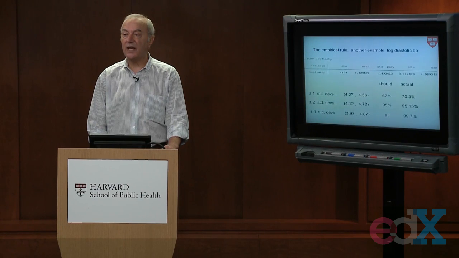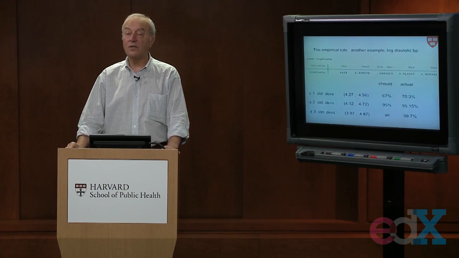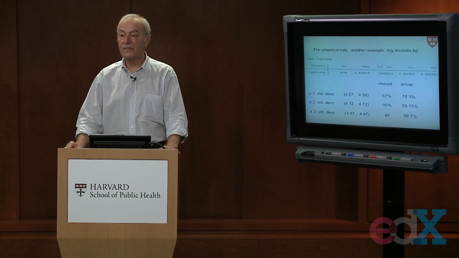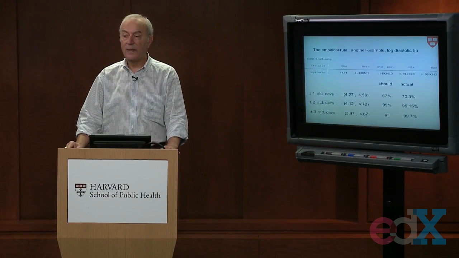Now, you might say, well, we looked at the diastolic blood pressure. It wasn't quite symmetric. So remember what we did? We took the logarithm. So let's see what happens when we actually take the logarithm of the diastolic blood pressure. Remember, the histogram showed that we brought in that tail.